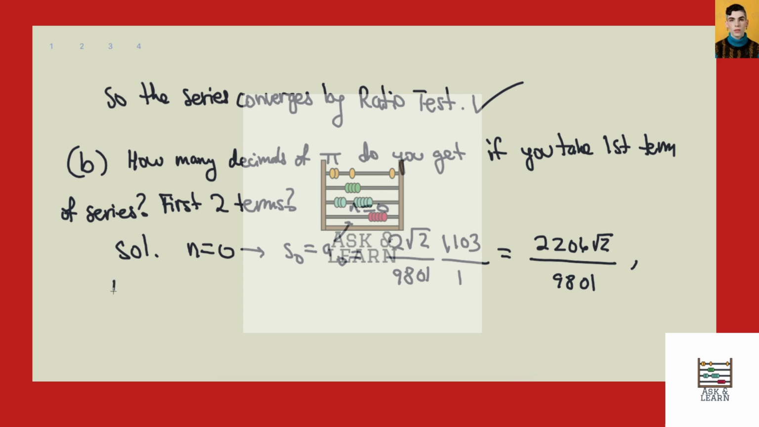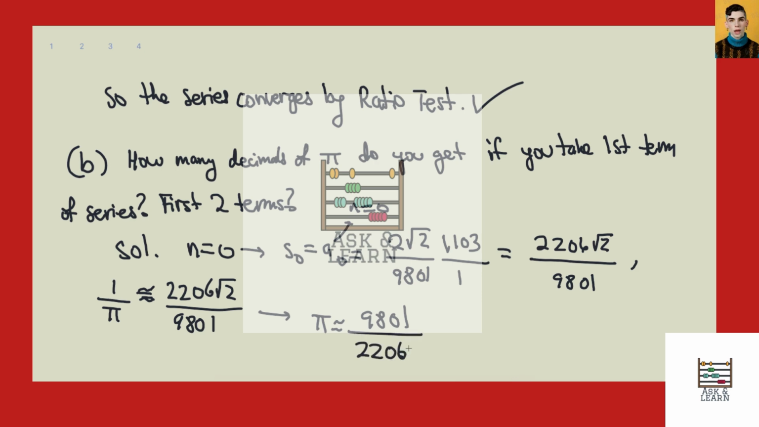And remember, this is 1 over pi, because the series was given not as pi, but 1 over pi. So that should be an approximation. Sorry about that. So that means pi is approximately 9801 over 2206 root 2. If we go to the calculator, we see that we get an approximation that's accurate to 6 decimal places.